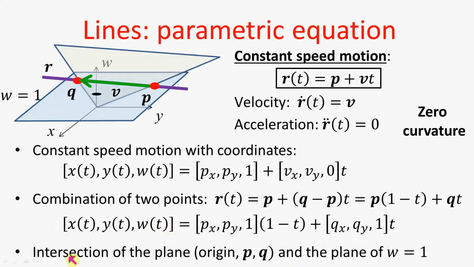Finally, we can give a third interpretation to the line using the external view of the ambient space. A line in Euclidean geometry is just the intersection of 2 planes in our three-dimensional ambient space. One plane is the geometry itself, defined with equation W is equal to 1, and the other plane is defined by 3 points, the ambient origin and P, Q, the 2 points identifying the line.